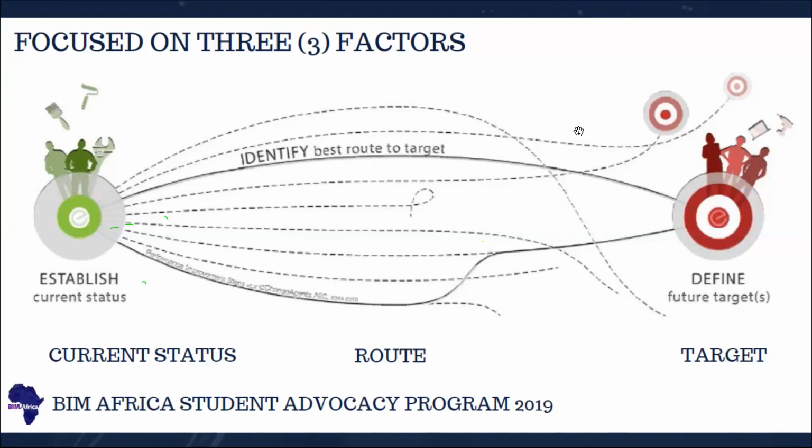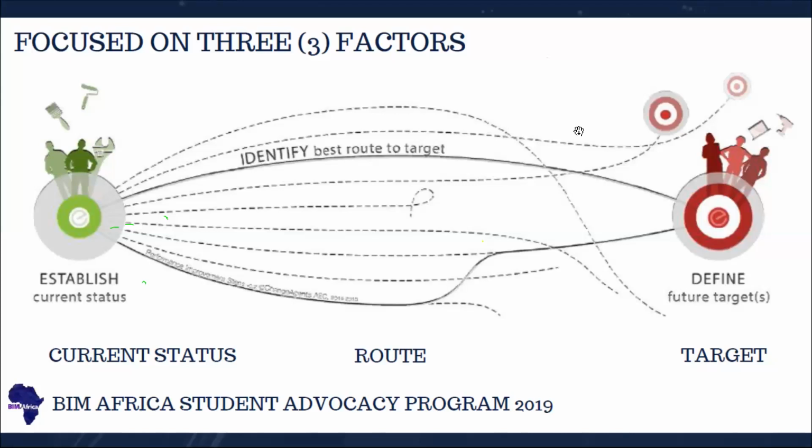What is interesting about this is you could have several routes that would take you to that target. Some might miss the target, some might get there. But what actually matters is that you get where you want to be. So there's no one route to getting where you need to be, okay?